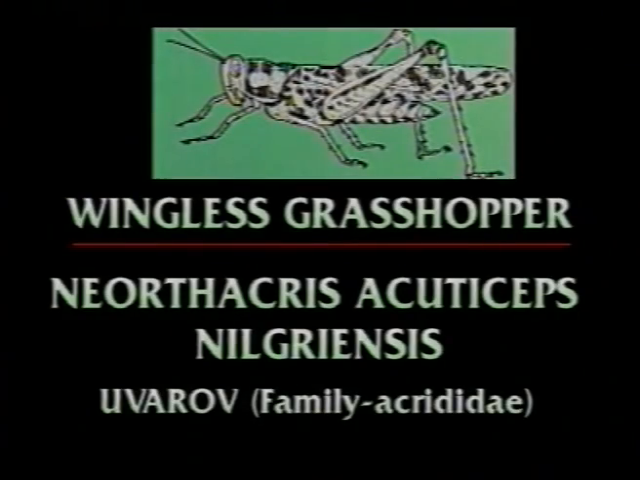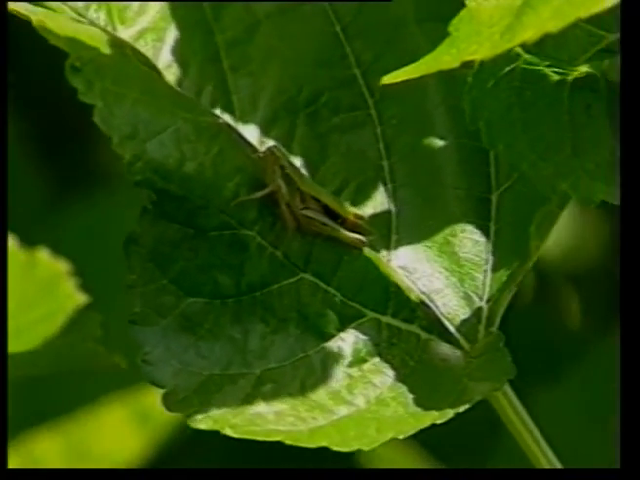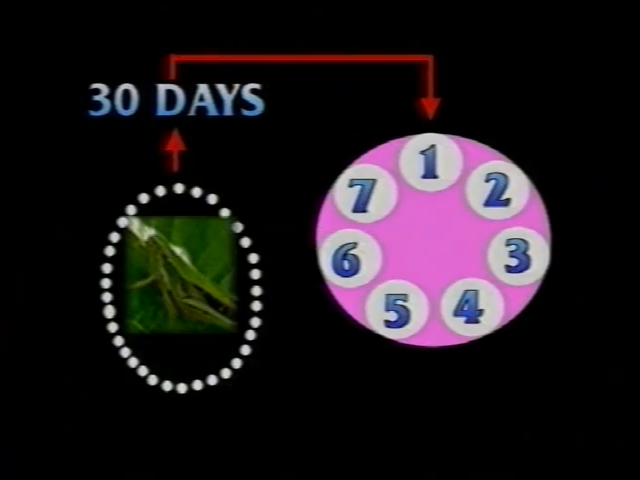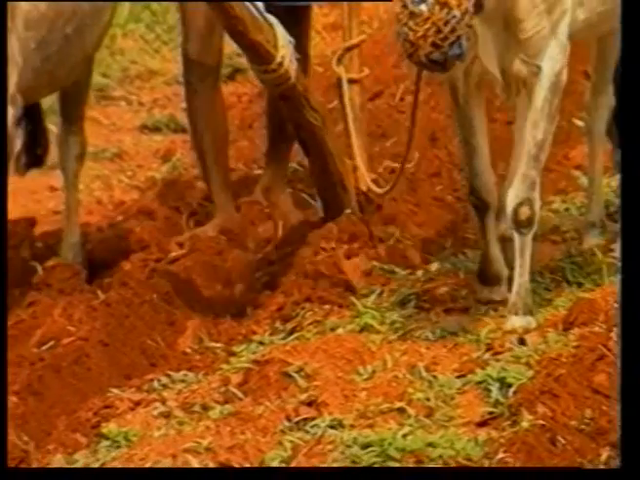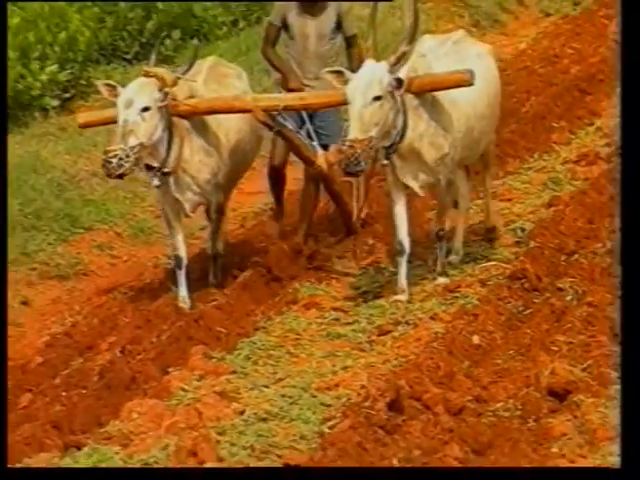Wingless grasshoppers also cause widespread damage and total defoliation of the mulberry branches. They are green in color. The female lays about 6 to 8 egg pods in the loose soil at a depth of 2 to 3 centimeters, each pod containing 11 to 18 eggs. The eggs hatch in about 30 days, pass through 7 nymphal stages and complete the life cycle in about 6 months. Deep ploughing exposes the egg pods, which can be left for natural predators to destroy.